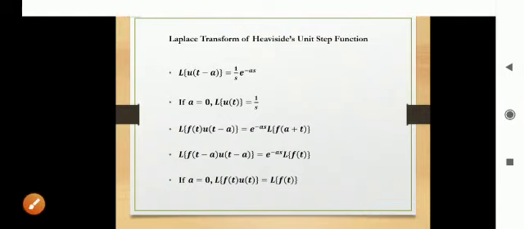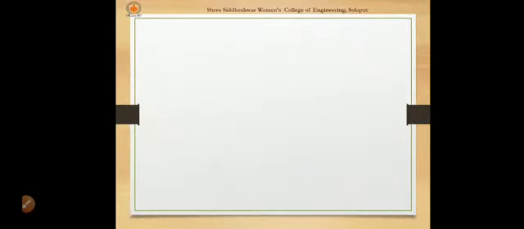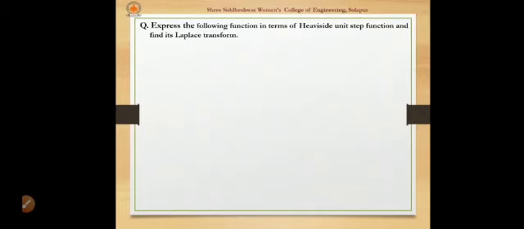Now we will move to the next type of examples where the solution is somewhat lengthy. It is actually having two parts. Express the following function in terms of Heaviside unit step function and find its Laplace transform. So here clearly the solution will contain two parts. The first one, we have to express the given function in terms of Heaviside unit step function, which we have seen in the first video of this Heaviside unit step function point, and then we have to find its Laplace transform, which we have discussed in the last video.